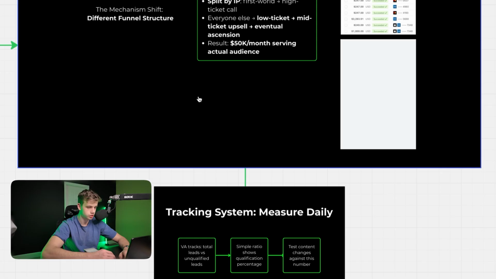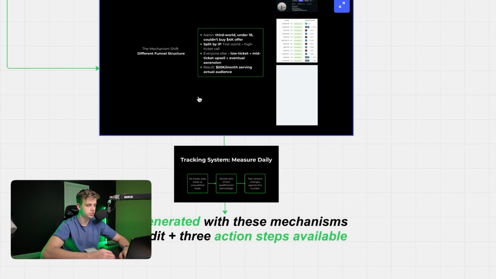Now in total, these 3 conversion, qualification and traffic mechanisms have helped us generate over $7 million in client revenue.